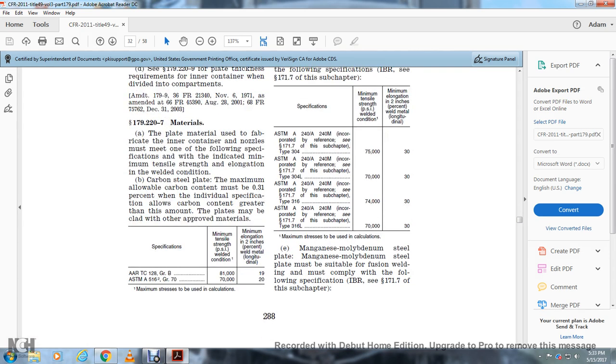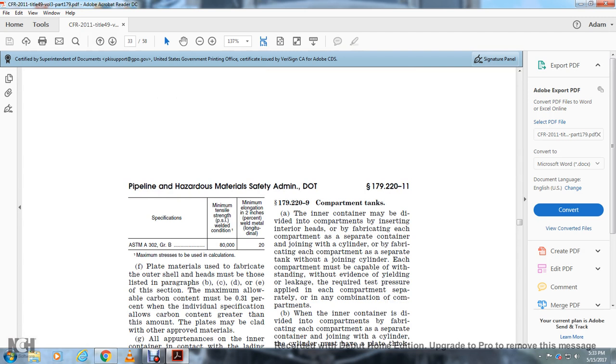E. Manganese molybdenum steel. Manganese molybdenum steel must be suitable for fusion welding and must comply with the following specification in 171.7 of the subchapter. Specification, minimum tensile strength PSI condition, minimum elongation in 2 inches percent, welded material longitudinal.